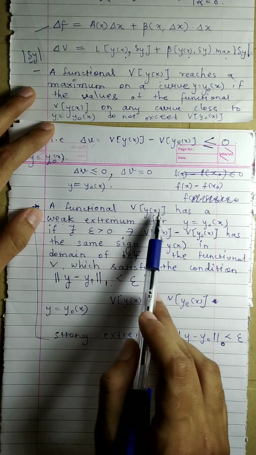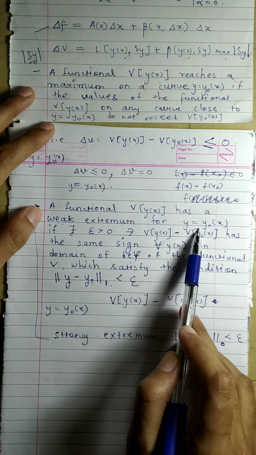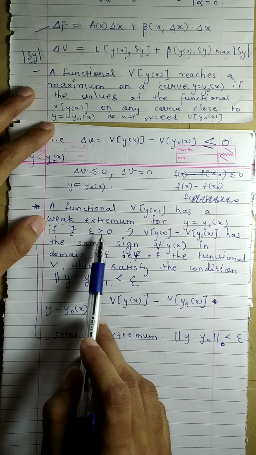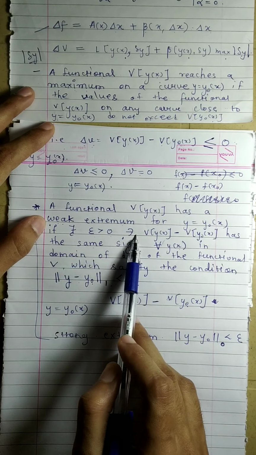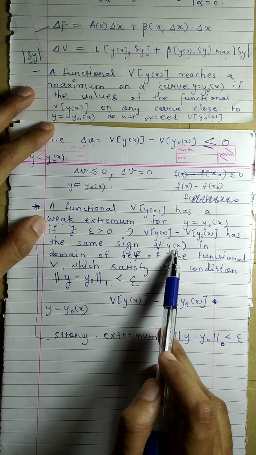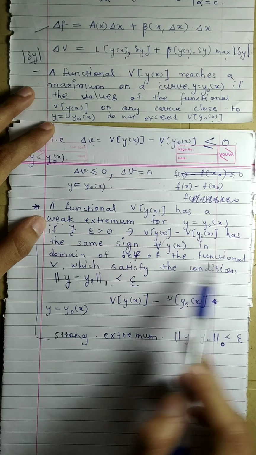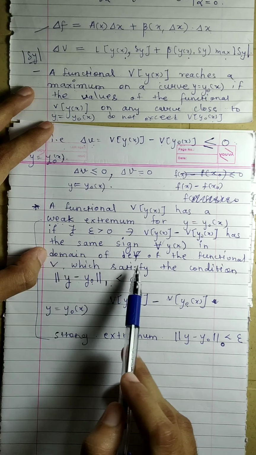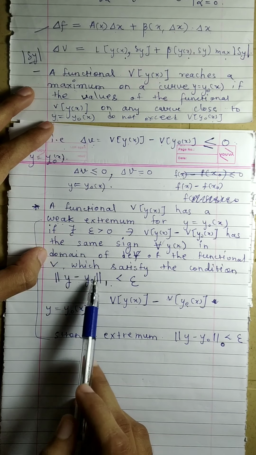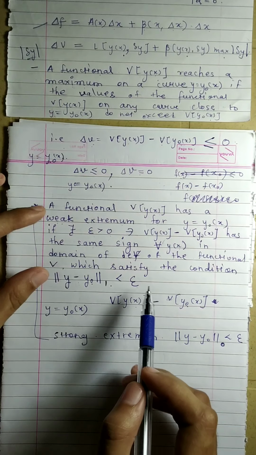A functional v[y(x)] has a weak extremum for y equal to y naught of x if there exists epsilon greater than 0 such that this quantity has the same sign for all y of x in the domain of definition of the functional v which satisfy the condition norm 1 of y minus y naught less than epsilon. Now what is the meaning of this?